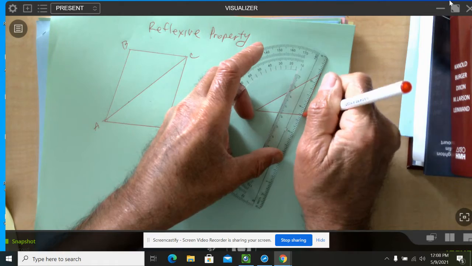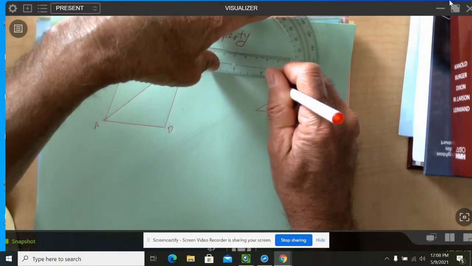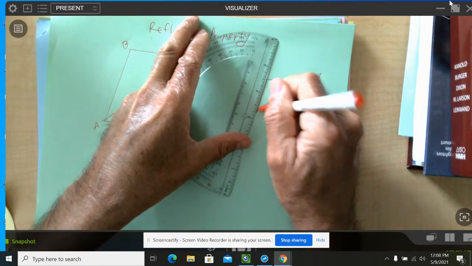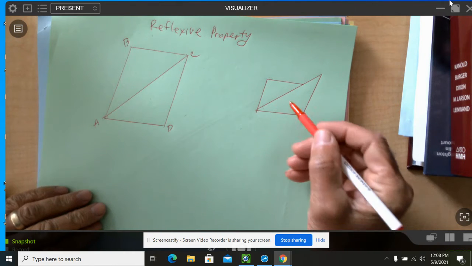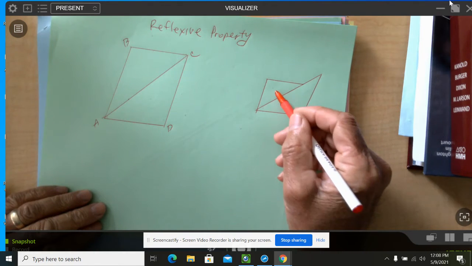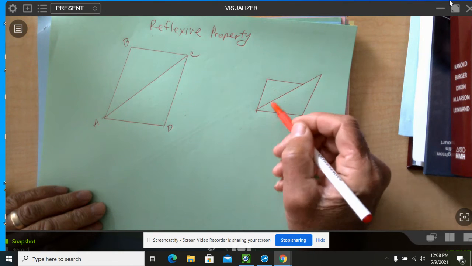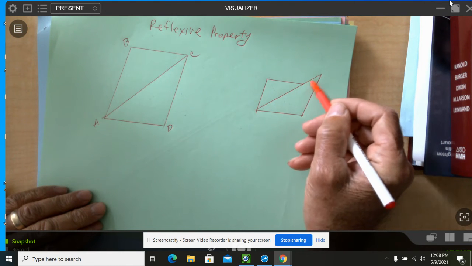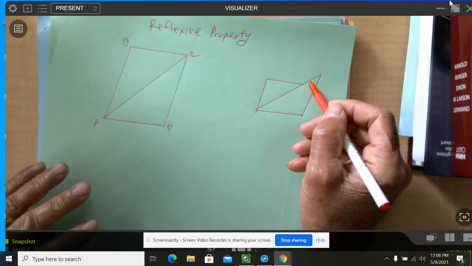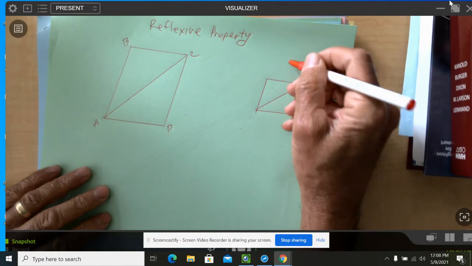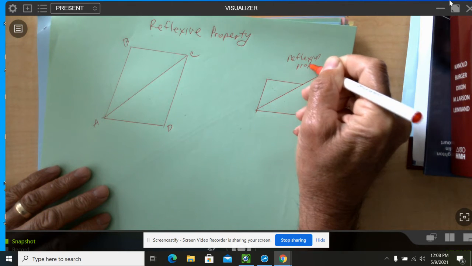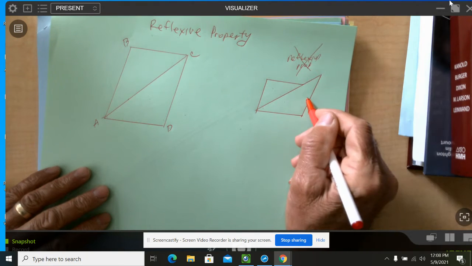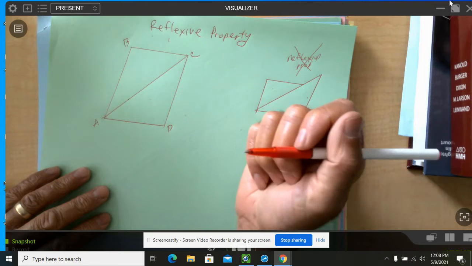So let me show you something that's a little different. Now let's say, instead, we have something like this. In this case, this triangle and this triangle share part of the side, right? But part of the side is not being counted. So we're not going to use the reflexive property here. Here's where you can use it.